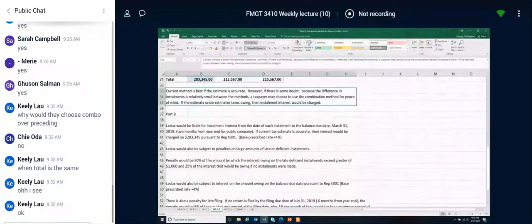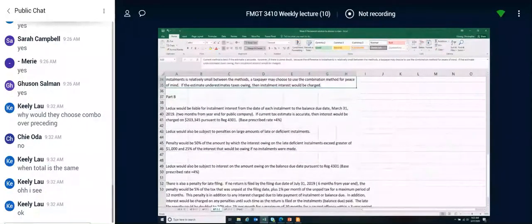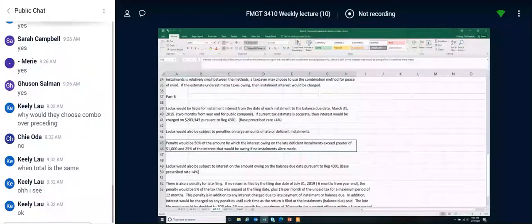Part B says, what happens if you choose not to pay the installments, and the corporation did not file its corporate tax return or pay its tax payable on time? Then they ask, can we talk about the penalties that would apply in each case? Okay, so number one, you didn't pay installments. So now you're going to have installment interest applying.